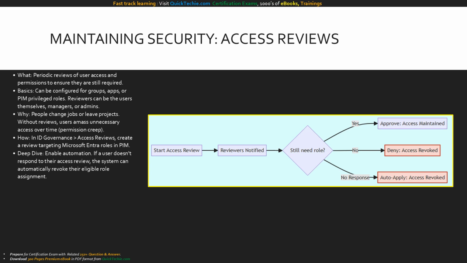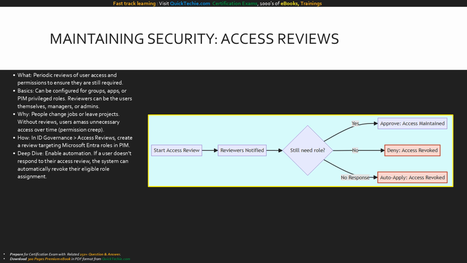To wrap up our training, we must look at maintenance. Security is not a set-it-and-forget-it deployment. People change departments, projects end, and over time, users amass access they no longer need, a phenomenon known as permission creep. To combat this, we use Microsoft Entra access reviews. Access reviews allow you to enforce periodic audits of who holds what roles. You can configure a review targeting your PIM Microsoft Entra roles, asking the administrators or their managers to attest that they still require the access.